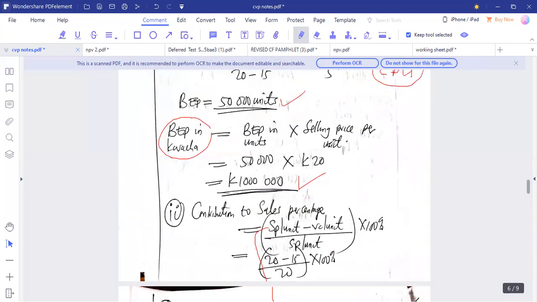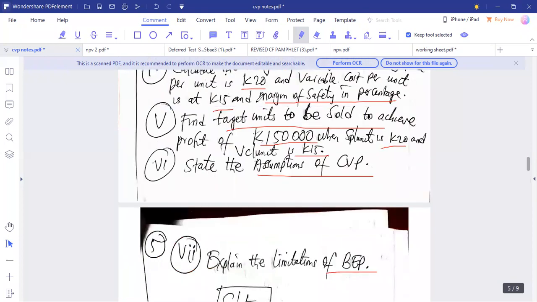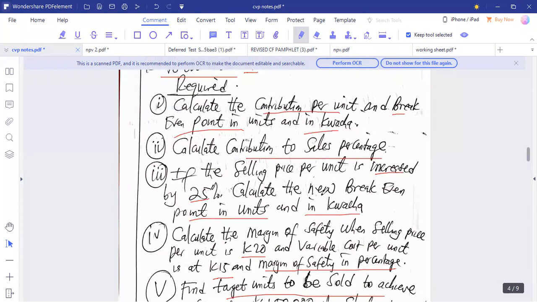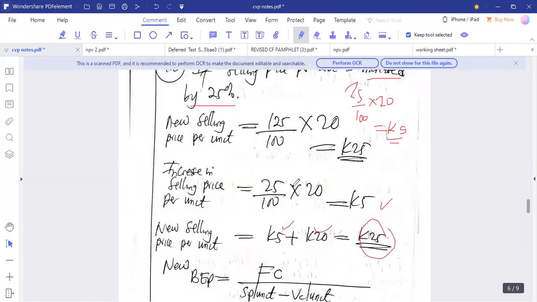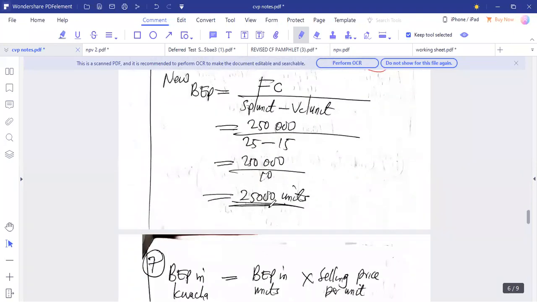The selling price has now become 25 kwacha because the old price was 20 kwacha. So we need the new break-even point in units and kwacha. Roman numeral number 3 is what we're looking at. The new break-even point in units is 25,000 after the increase in price. Here we are getting 25 minus 15, which is 10, and dividing by that gives 25,000 units.